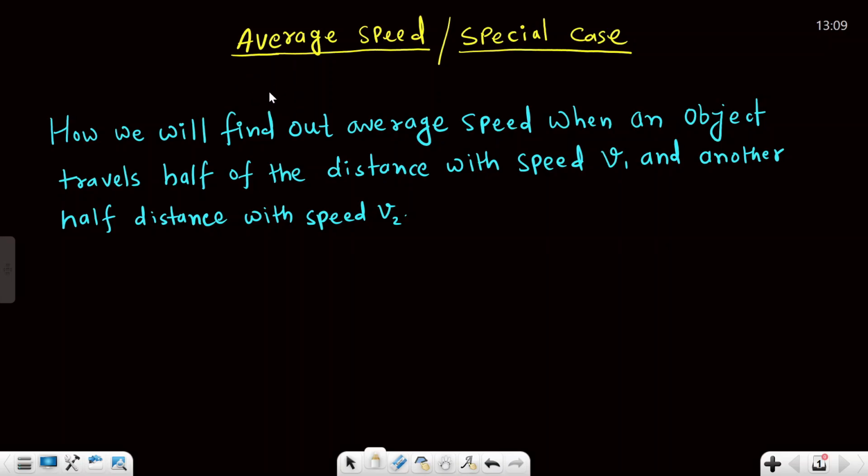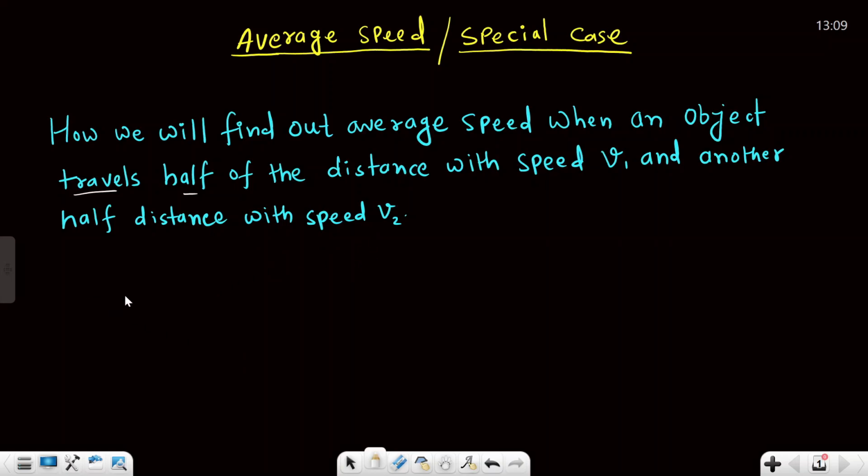In this video, we will find out the average speed in a different case. So the special case is what? How we will find out average speed when an object travels half the distance with speed v1 and another half distance with speed v2. This is the special case of average speed.